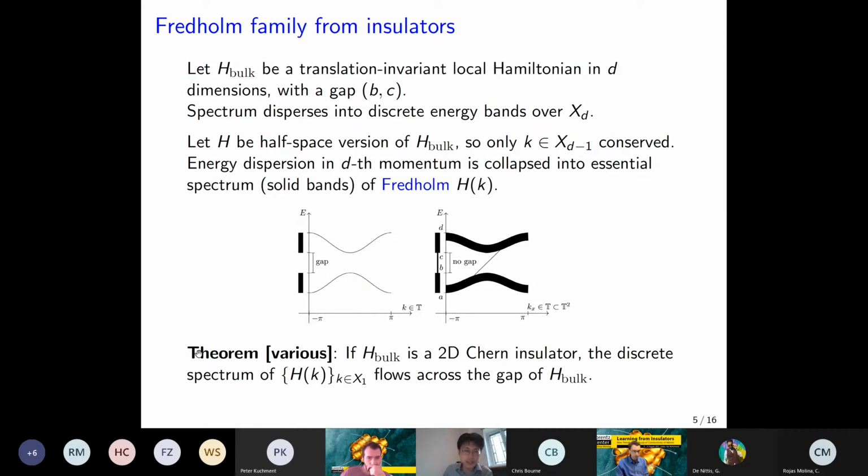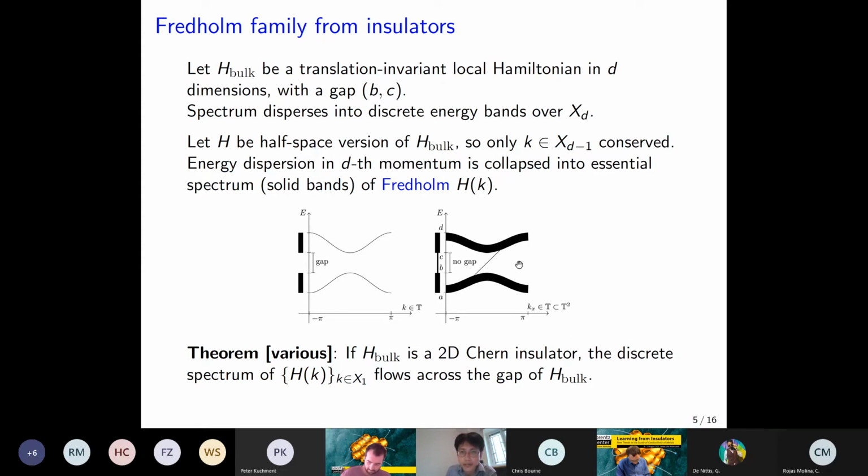And a little theorem, and there are many accounts of this depending on your assumptions. But the general idea is that if in 2 dimensions you have what's called a Chern insulator, and this means that in the band picture your valence band comprises a line bundle of eigenstates, which has a non-trivial Chern class.